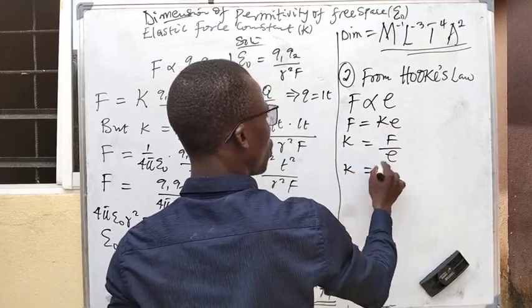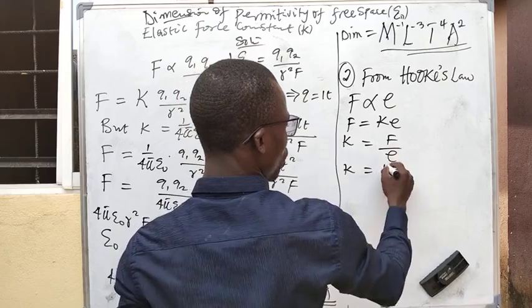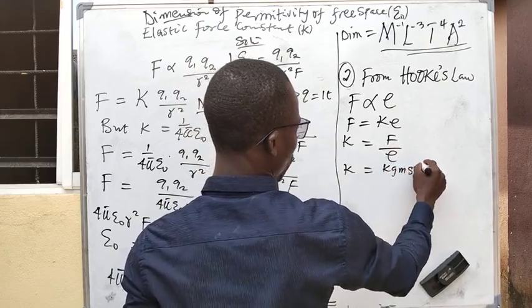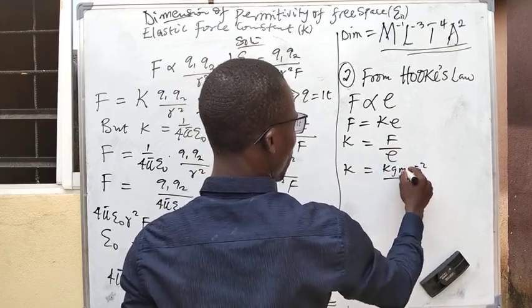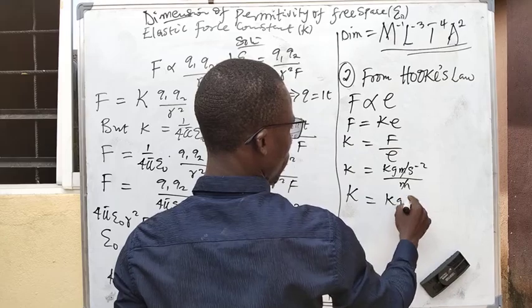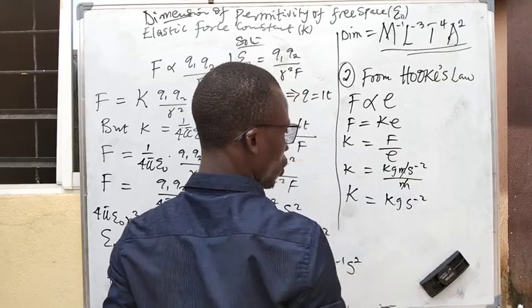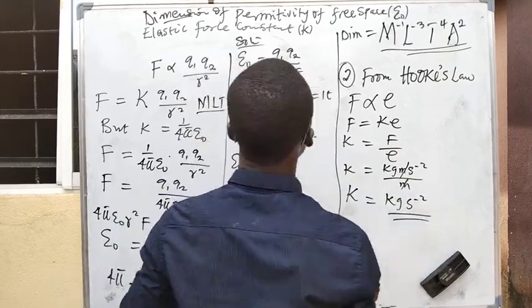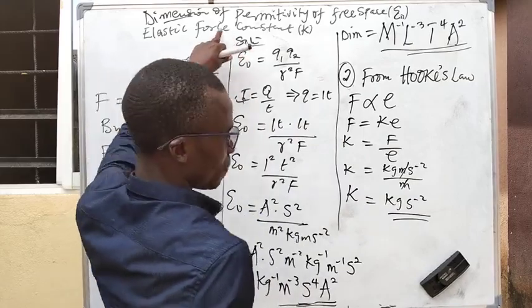Now, what will be the unit of F here? Which is kilogram as usual, meter per second square, all over meter. So we cancel meter. Our K now becomes what? Kilogram per second square. So this becomes the unit of elastic constant.